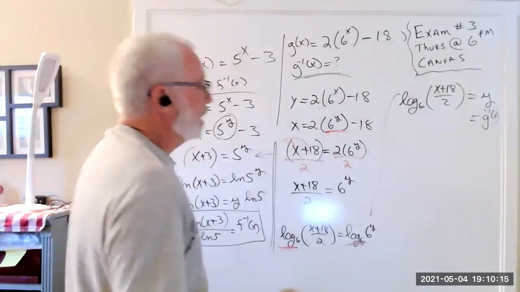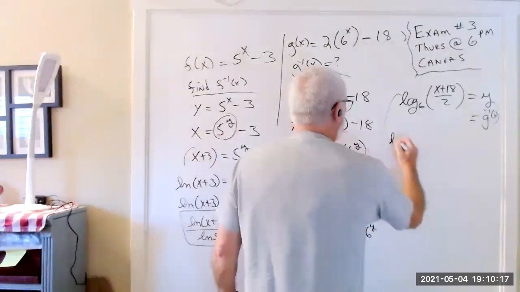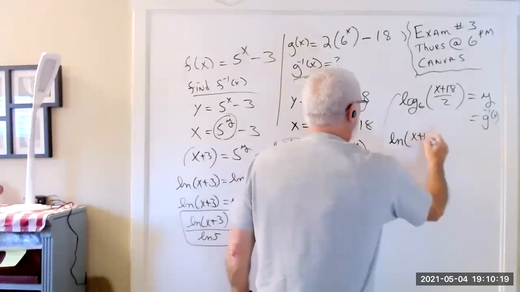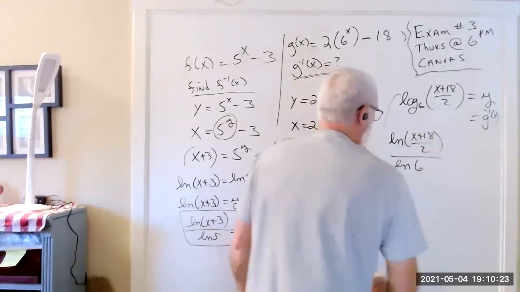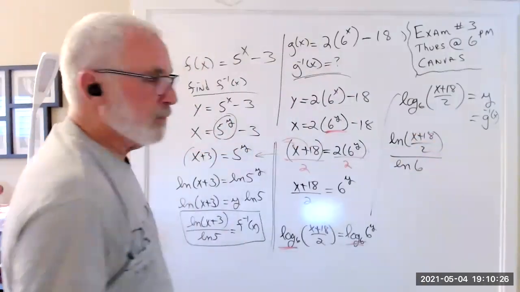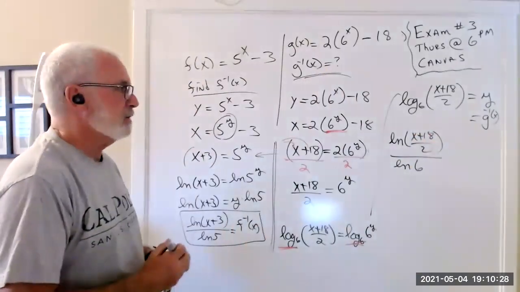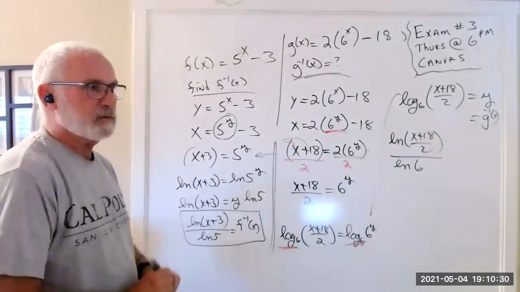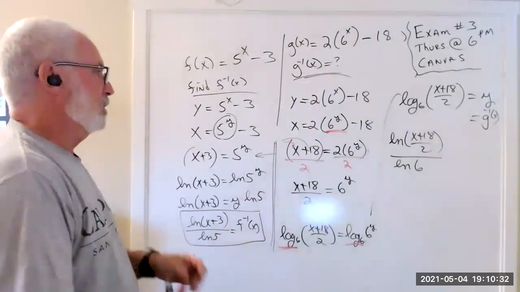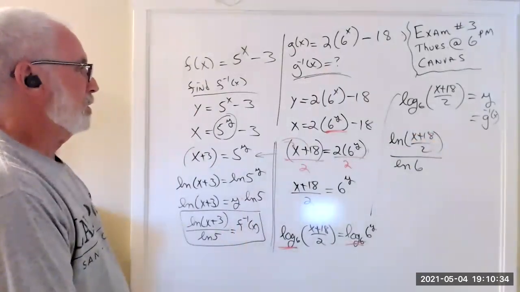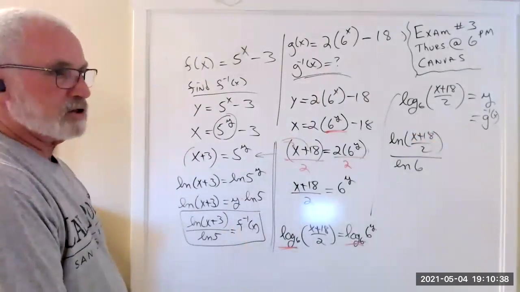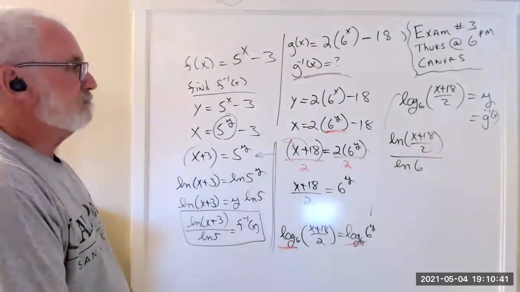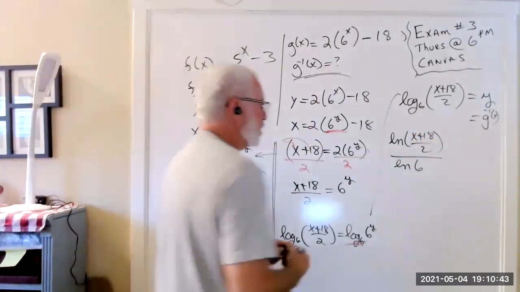Okay. If you did it another way, you'd have the ln of x plus 18 over 2 over the ln of 6, if you use the ln of both sides. A little bit messy, a little bit ugly there, but that's it. Can we write ln of x plus 18 minus ln of 2, all divided by ln of 6? Yes, because you're using a log law.